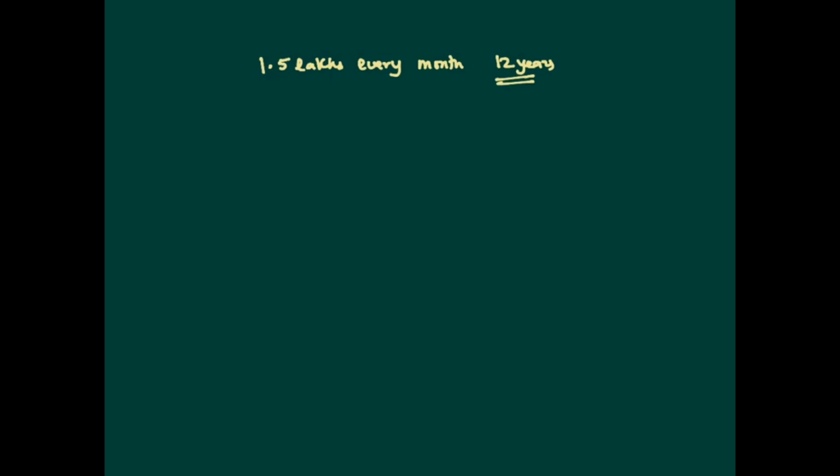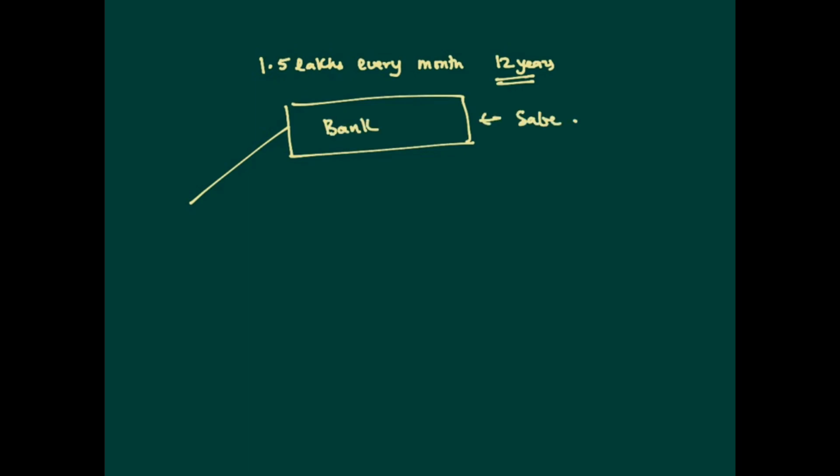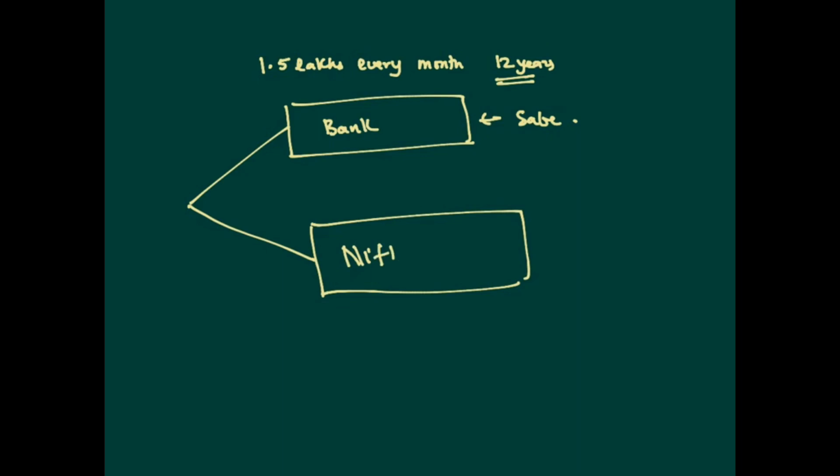So I'm going to make two investments. One, I'm going to put in the bank for safe investments, and the other one, I'm going to put in Nifty growth. So I'm going to divide this into two parts. So how much should I put in the bank? Let's calculate that. To put in the bank to get 1.5 lakhs, let us see what the present value is.